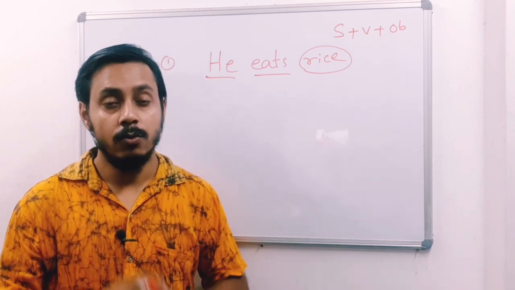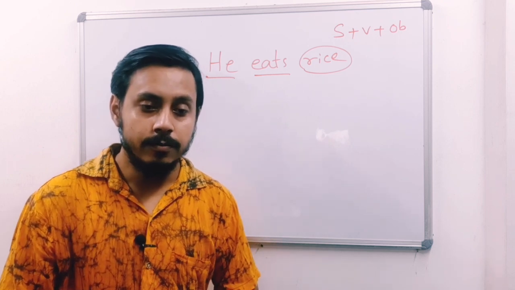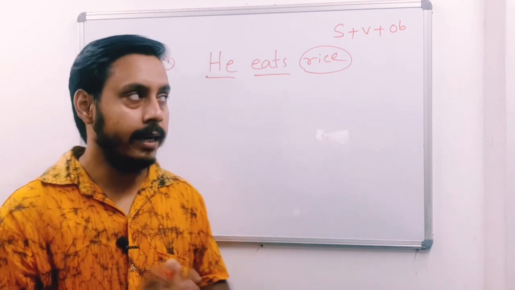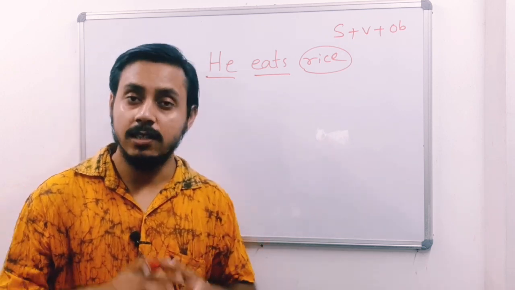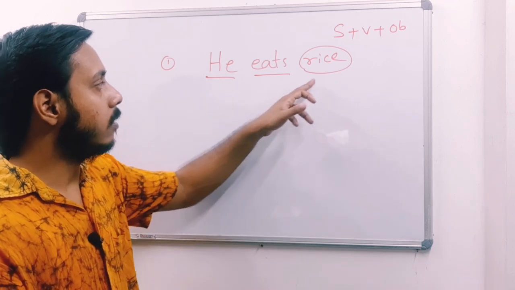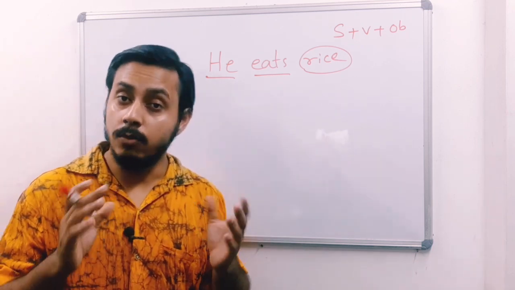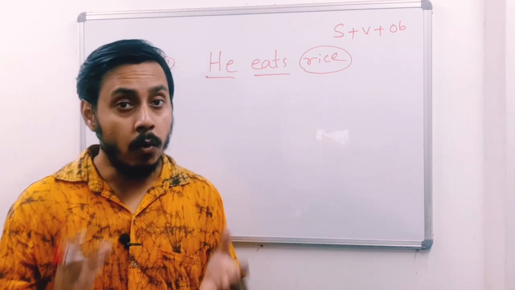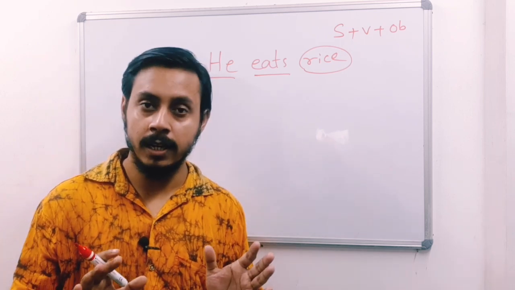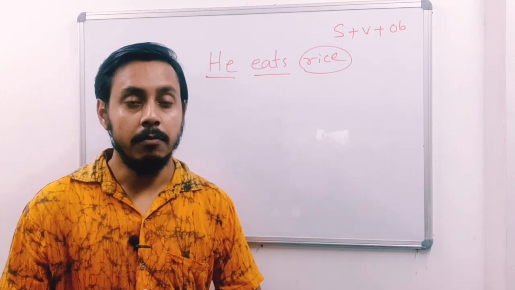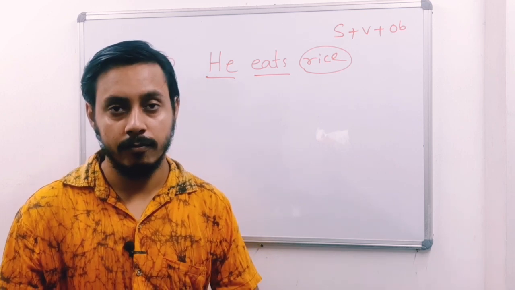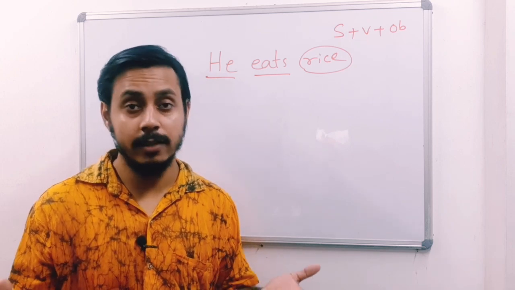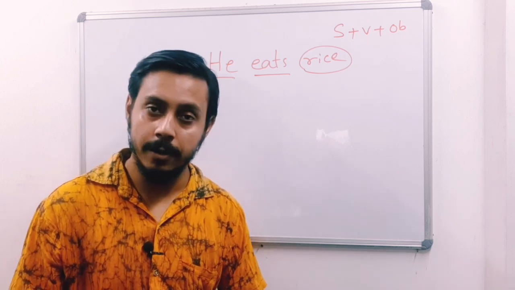How will you understand? Just follow one simple thing: ask a question to the verb by either what or whom. Clear? You have to ask the question by what or whom. If you get the answer, then for sure it is an object. If you don't get the answer, that means it's not an object. Okay, let's try this.